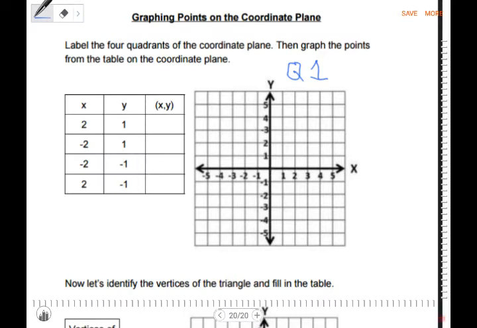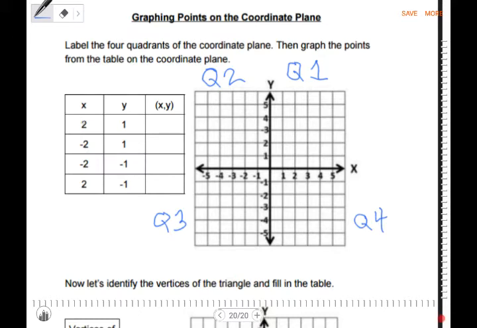Okay, so let's talk about the other quadrants now. Quadrant 1 is the one we've already worked with. As we travel counterclockwise around the plane, we come to quadrant 2. And then as we continue traveling counterclockwise, quadrant 3. And finally, quadrant 4. Okay. So you'll notice in quadrant 2 you have negative x values, positive y. In quadrant 3 you have negative x values and negative y values. And in quadrant 4 you have positive x values and negative y values.